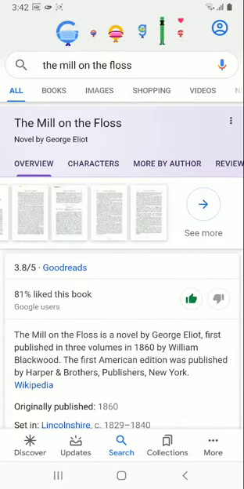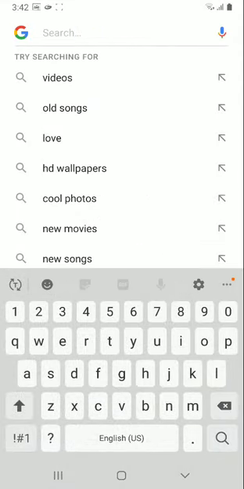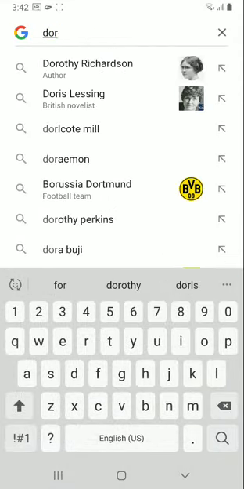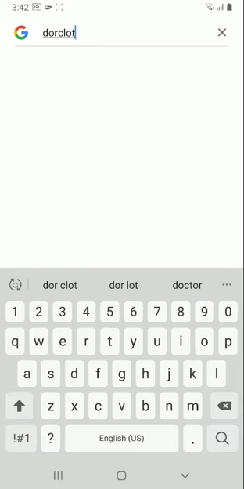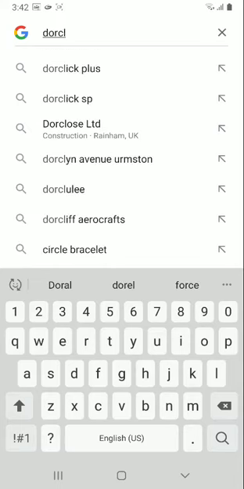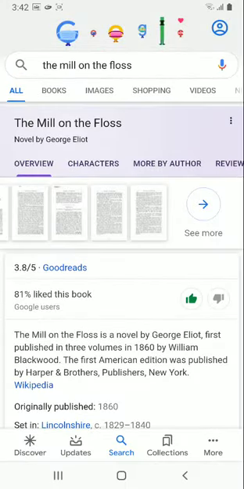Here we can see the characters. You can see the characters now.